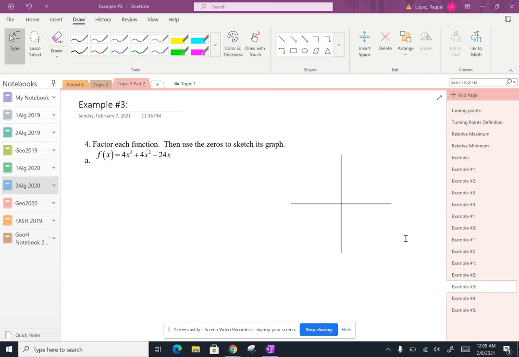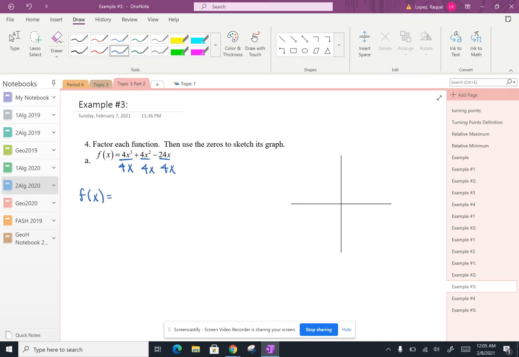So to factor, we want to look at these three terms and decide what can I factor or divide out of all three of those. And I see that all three of these are divisible by a 4x because a 4 goes into the coefficient of each term, and each term does have at least one x for me to divide. So I'm going to divide all of these by 4x.